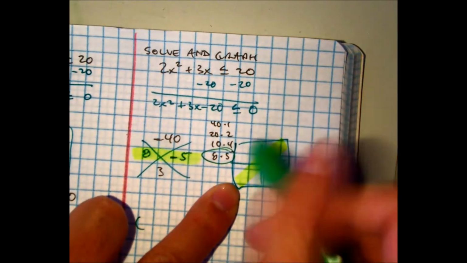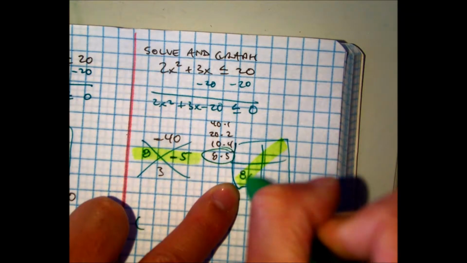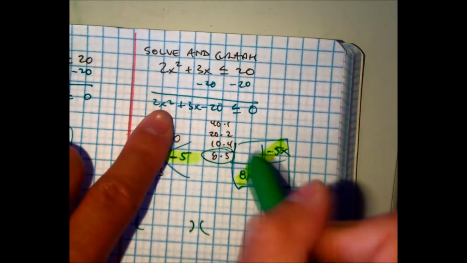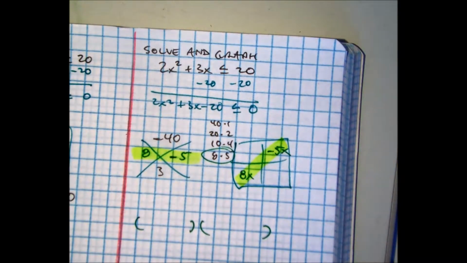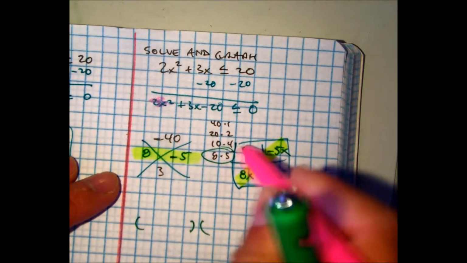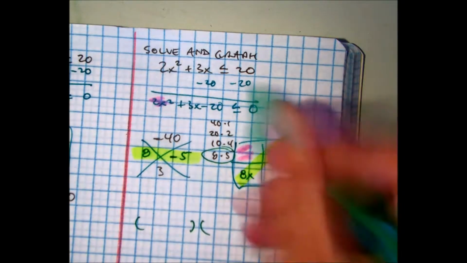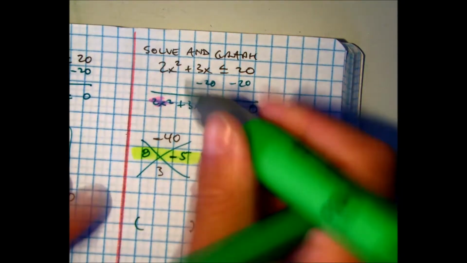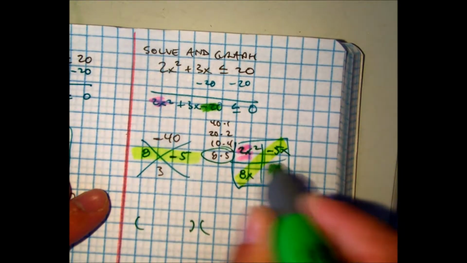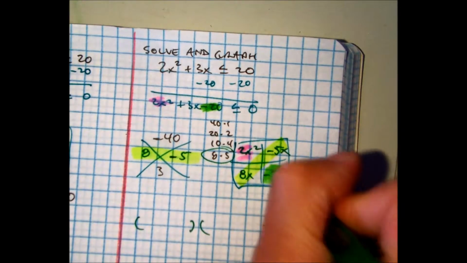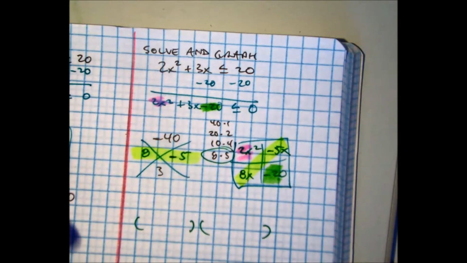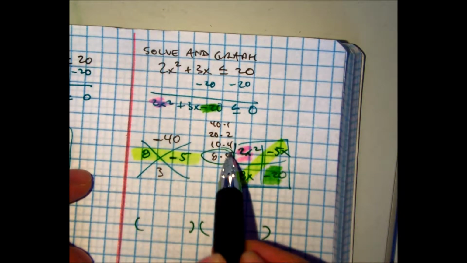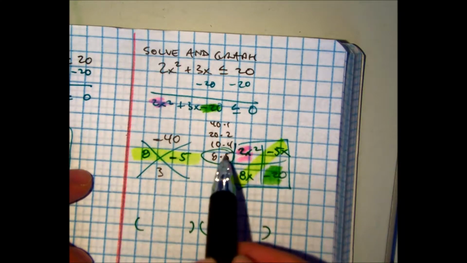Class, what do I write? 8x, and that one? Negative 5x. What goes up there? 2x squared. And the last one, your C value always goes in the bottom right, negative 20. Class, can I put a 2x over here?